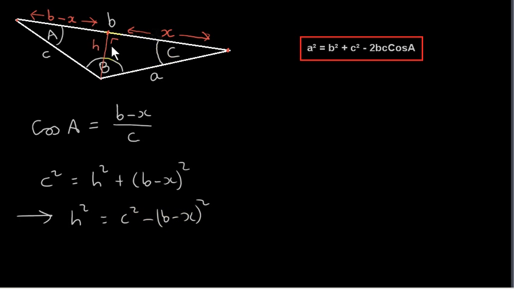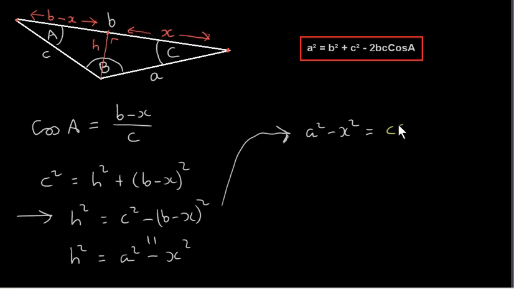We can look at this other right-angled triangle and do something similar. We can apply Pythagoras' theorem, and we also get that h squared is the hypotenuse squared minus this other side squared. So we can see that both of these expressions are equal to h squared. They're equal to the same thing, so they must be equal to each other. So we have that a squared minus x squared must equal c squared minus (b minus x) all squared.